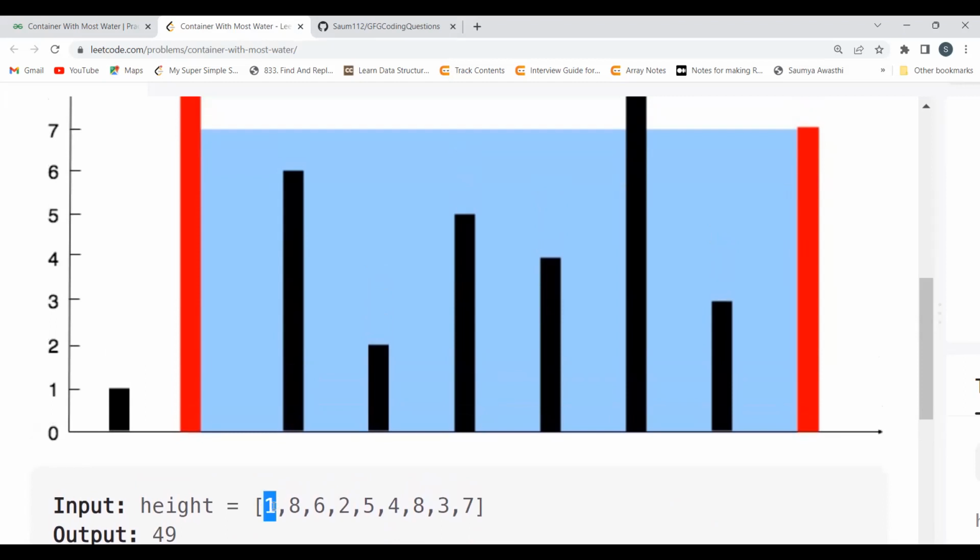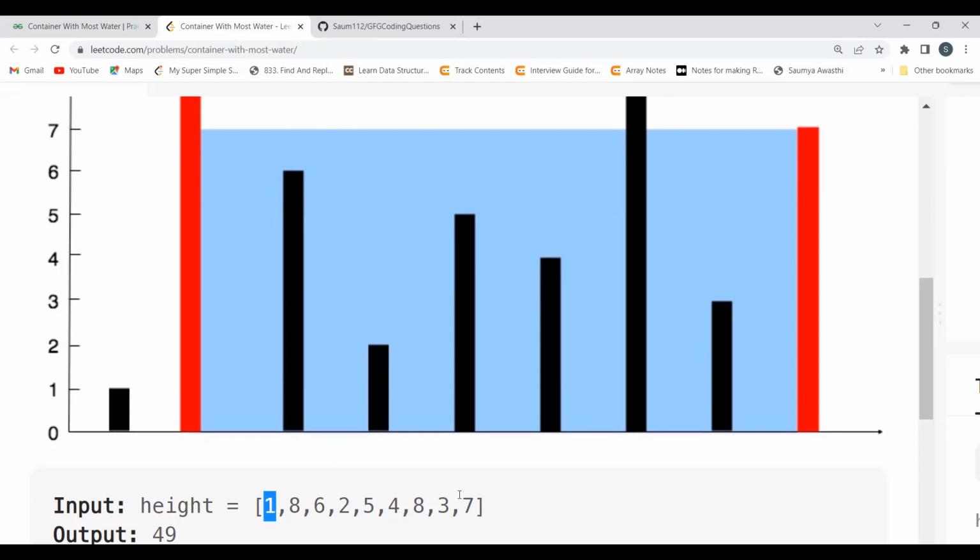Now, say I'll be taking this pair, 1 and 7. What is the distance between these two? This is at the 0th index and this is at the 8th index, so the distance is 8. And how much water can it hold? The height depends on the line which is smaller, that is 1.